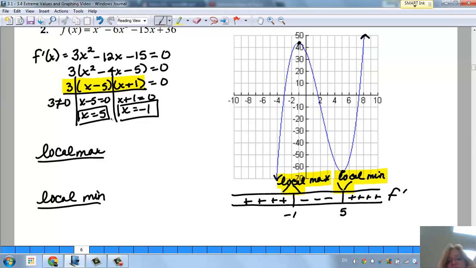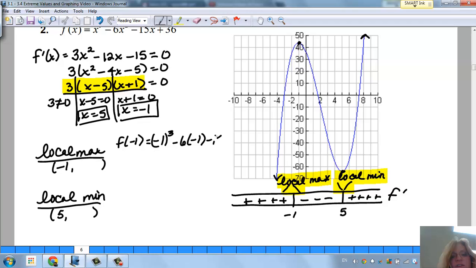And then I said, okay, so at negative 1 is my local max, so it's negative 1, something, and my local min is 5, something. Where do I find the something, the y value? Well, we plug it back into our original. So if I take f of negative 1, it's going to be negative 1 cubed minus 6 times negative 1 squared minus 15 times negative 1 plus 36. So when I do that, f of negative 1, the actual point on the graph, comes out to be 44.